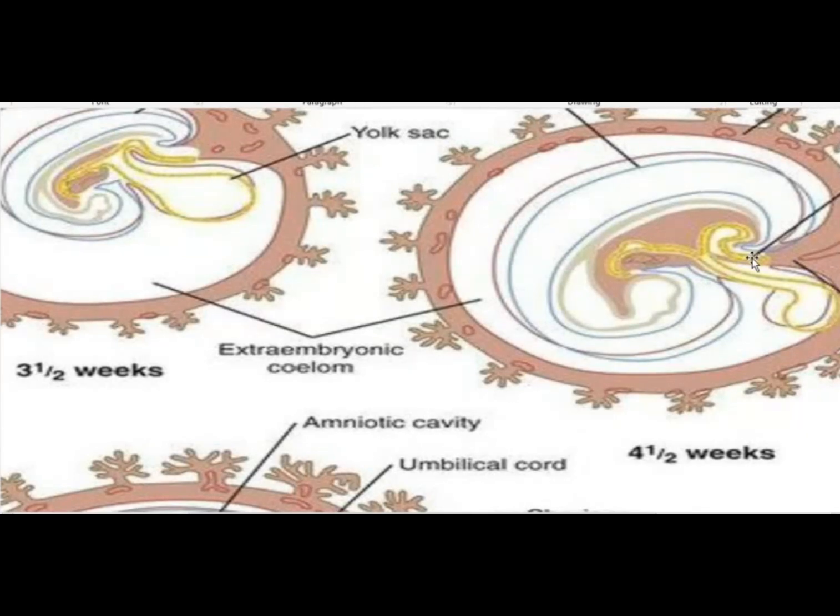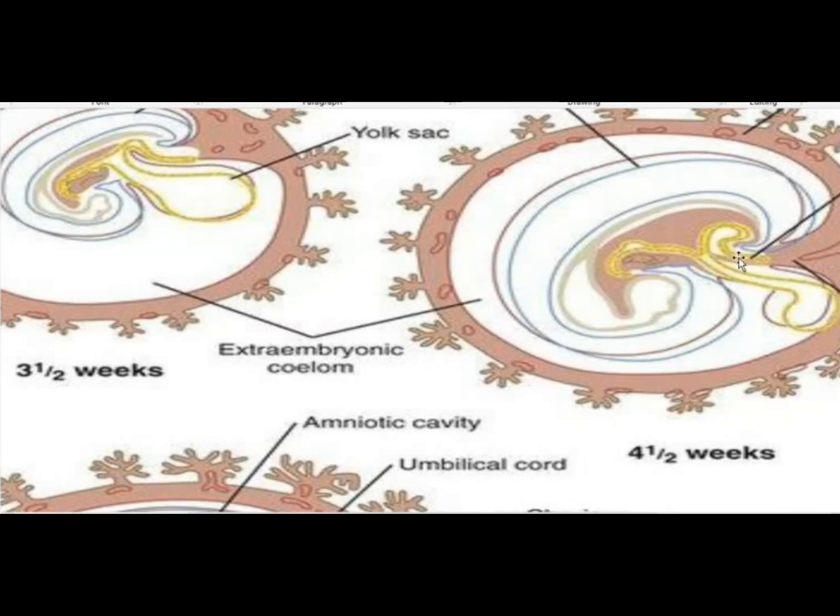Its function during embryonic life is that it excretes nitrogenous wastes from the embryo towards the region of the placenta, so that those wastes are taken out of the embryo. So it's an excretory structure during embryonic life. After birth, it closes, and it is known as the urachus.